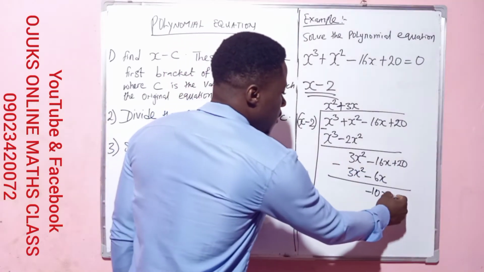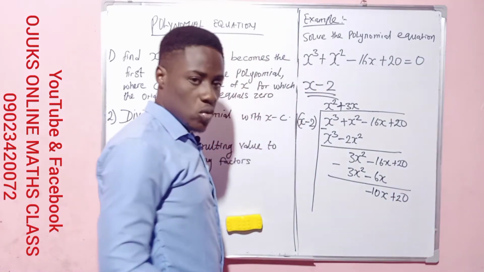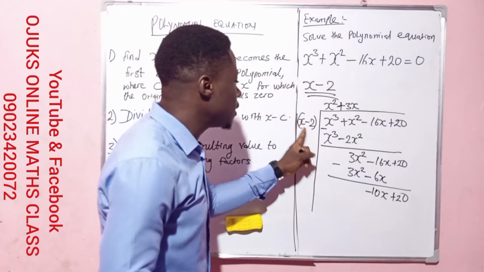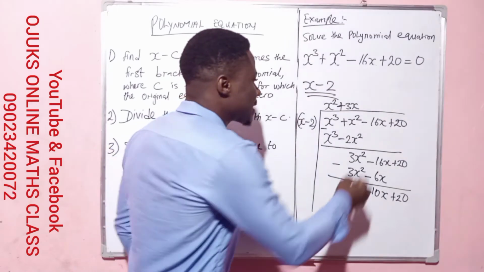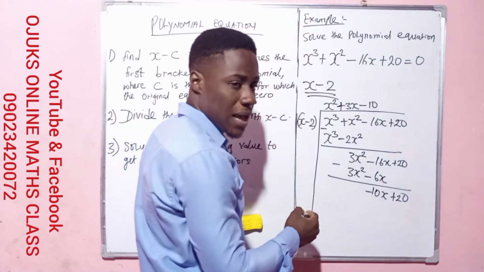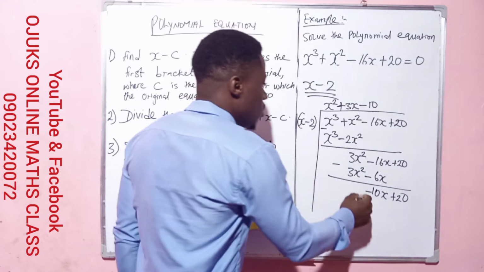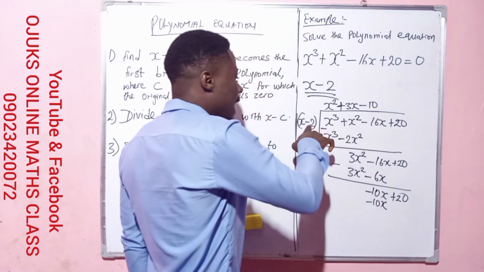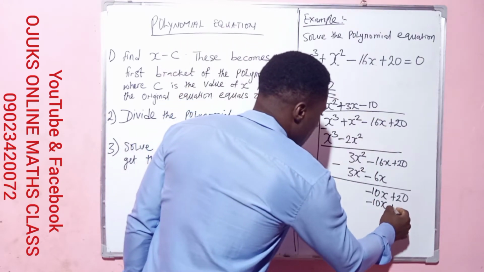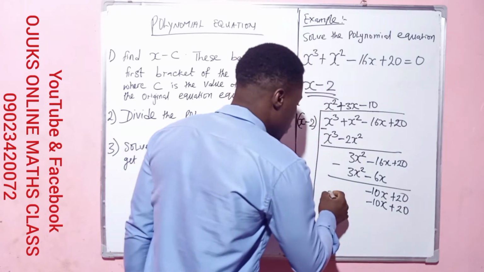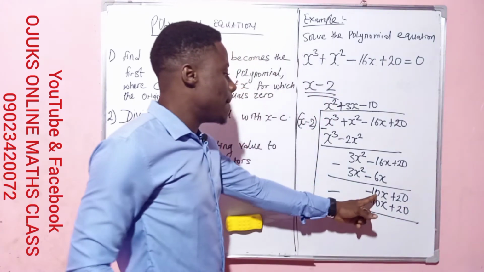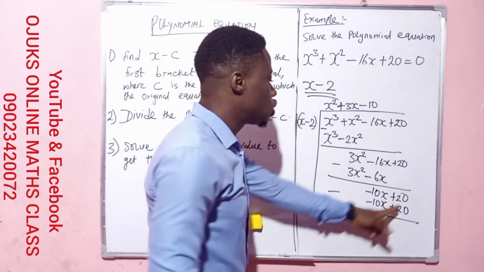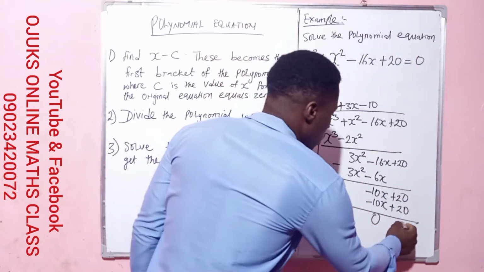Then we'll bring down plus 20. We'll keep on dividing till we get our remainder as 0, as usual. So x into minus 10x will automatically give us minus 10. Then we'll multiply. Minus 10 times x, we are having minus 10x. Then minus 10 times minus 2 will automatically give us plus 20. Then we'll keep on subtracting. When we subtract this, minus 10x minus 10x will give us 0. Then 20 minus 20 will also give us what?